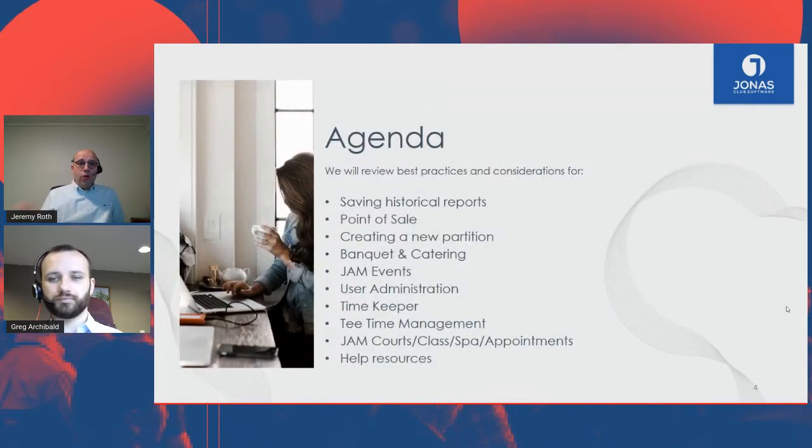So a bit of an agenda on what exactly we'll be covering today. We're going to run through all of your core retail modules, what some key considerations are with regards to saving any historical reports that you might have. We'll dig a little bit deeper on the point of sale system, talk about partitions. We'll also touch on the inventory module, talk a bit about banquet and catering and jam events. As well as some of those more secondary concepts that you might be responsible for at your club, or someone else might be, but you might want to be working with them a little bit more closely on to help maintain as well, such as the Timekeeper system, users, maintaining the T-sheet, as well as some of the jam modules.